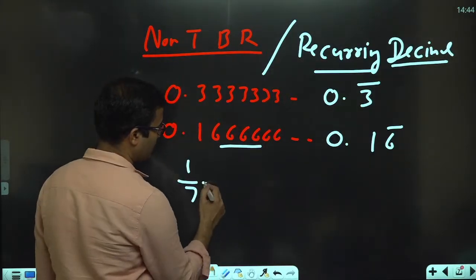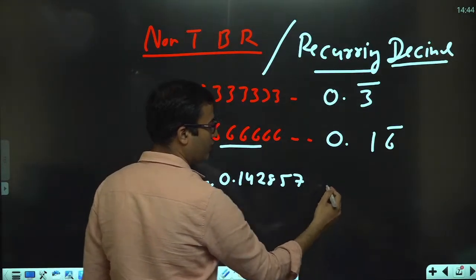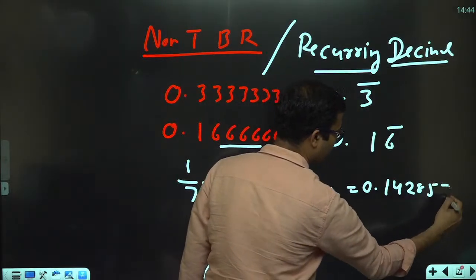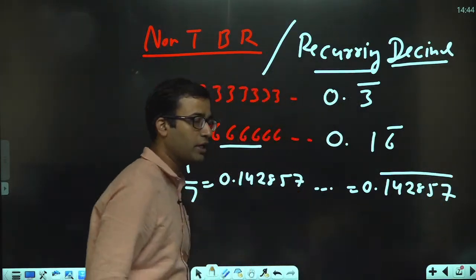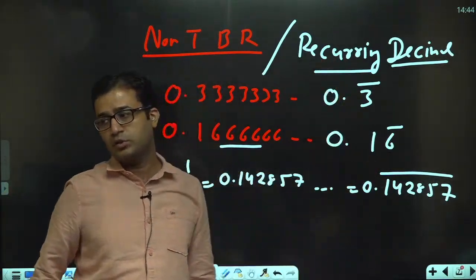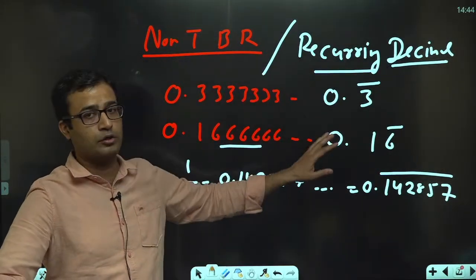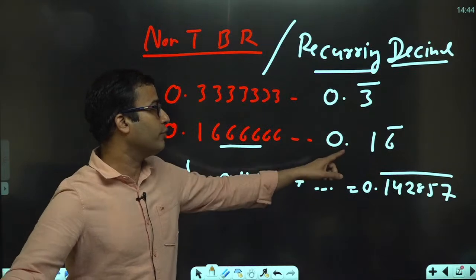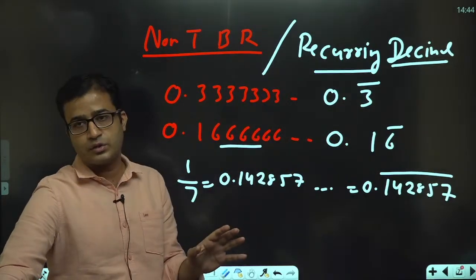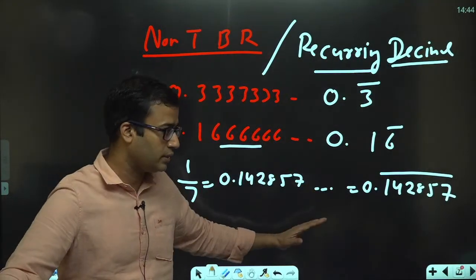Like 1/7 is 0.142857, 142857. So we can express it as 0.142857 with a bar on 142857, because 142857 repeats. Whatever repeats, we put a bar on that. So you remember the terminology. We have a topic on how we can convert this into a fraction, that I have to take with the entire classroom. So I will take it later on 1st October. So this is the basic idea.